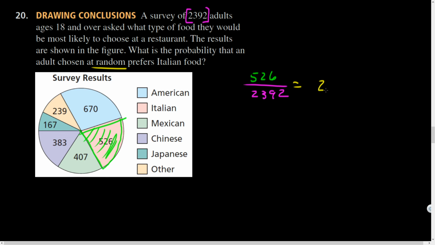And so I do 526 divided by 2,392. And I get 21.99%. So 21.99% chance that a person likes Italian food is their favorite.